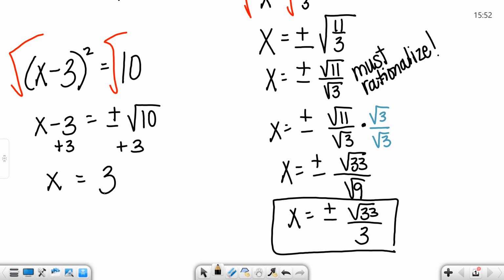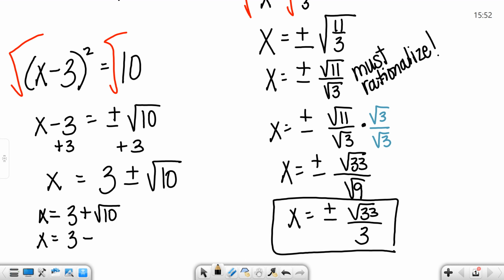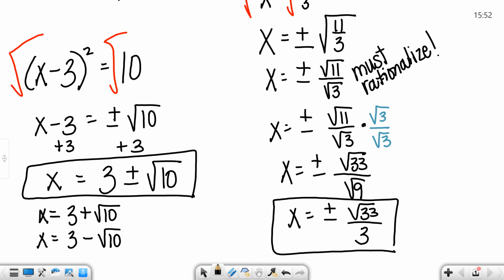I like to stick that 3 in front of my plus or minus the square root of 10. So if you wanted to see what are those two answers, they are x equals 3 plus the square root of 10 and x equals 3 minus the square root of 10. That's what plus or minus means. There is that plus or minus tab in your My Math Lab toolbar, so you will be able to use that.